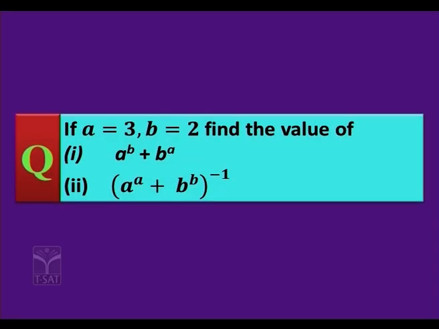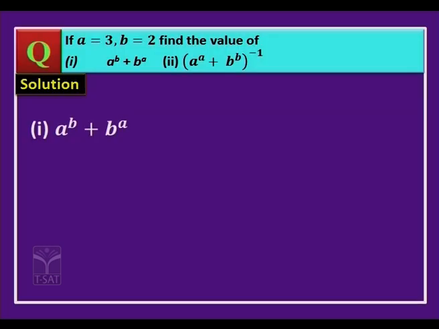If a equals 3, b equals 2, find the value of a power b plus b power a. That is our first bit. The second bit is (a power a plus b power b) whole to the power of minus 1. Let us start with the solution. In this we are going to simply substitute the values of a and b. So, a power b: a is 3, so substituted a is 3, and here the power is b, that is, the b value is 2.